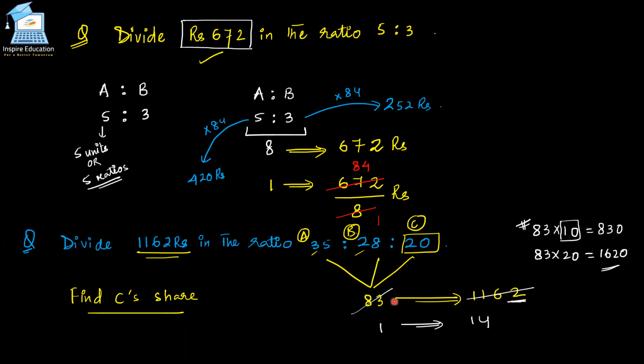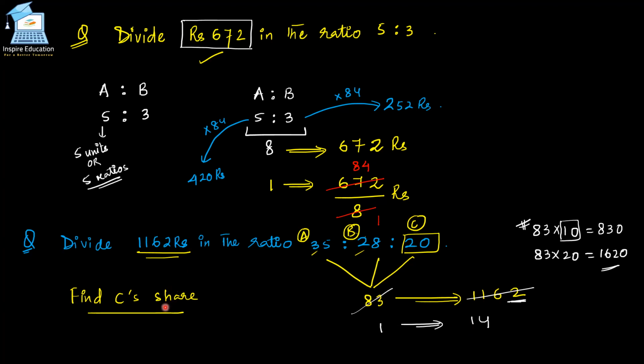Now I got the observation that 83 into something I'll be doing, and I have to get a 2 at the last of the number. So 83 into what kind of number will give me 2 at the last? 83 into a number which has 4 at the last will always give me 2, because 3 into 4 gives 2. And we know this number will be greater than 10 but lesser than 20, and last में 4 होना चाहिए, so it is only 14.